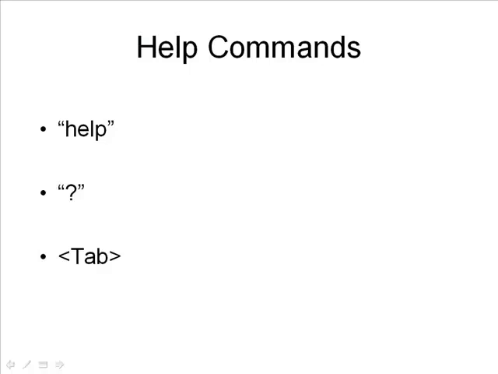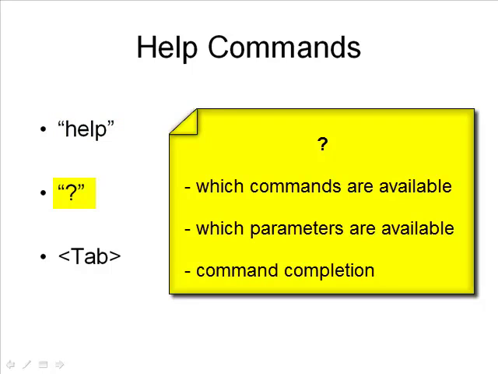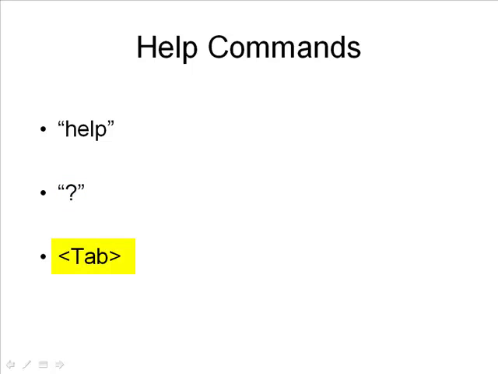This is what we covered for help commands. We looked at help itself, not too useful. Then we looked at the question mark, very useful, not only to figure out what's available to you on a command, but what parameters of that command are also available. And also, it tells you how to complete a command or a parameter. And then we looked at the tab key.